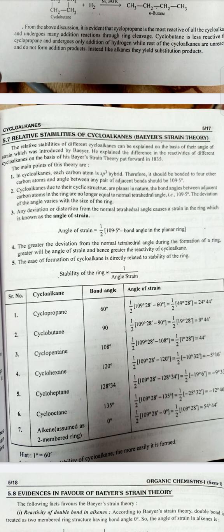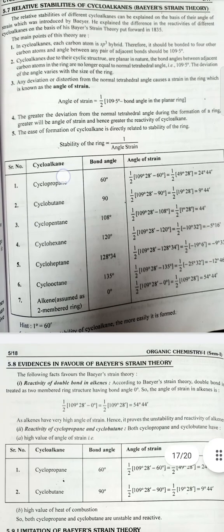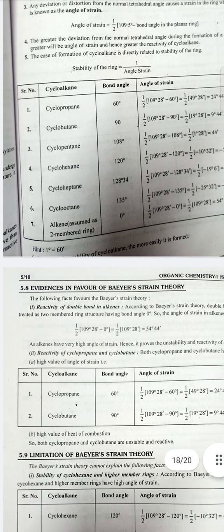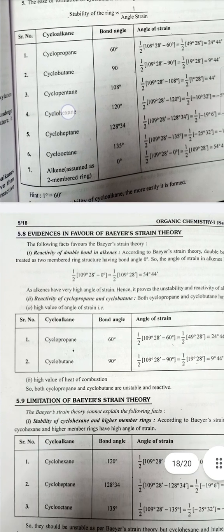Number 5. The ease of formation of a cycloalkane is directly related to the stability of the ring. Stability of the ring is inversely proportional to the angle of strain. Number 6. The more stable the cycloalkane, the more easily it is formed.